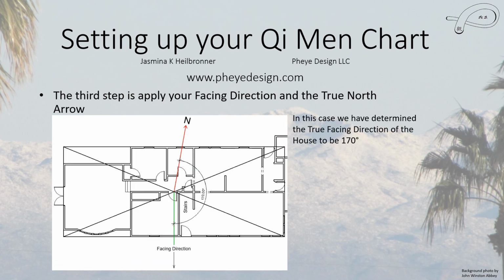So the next step is we need to determine where true north is. In this case, we have done the work from the satellite and have determined that the true facing direction of this house is 170 degrees. So we need to mark 170 degrees from the facing direction. You might say, well, why is it not this way? Well, it is this way because we always measure 0 degrees here. If it were over here, it would be 300 some degrees.